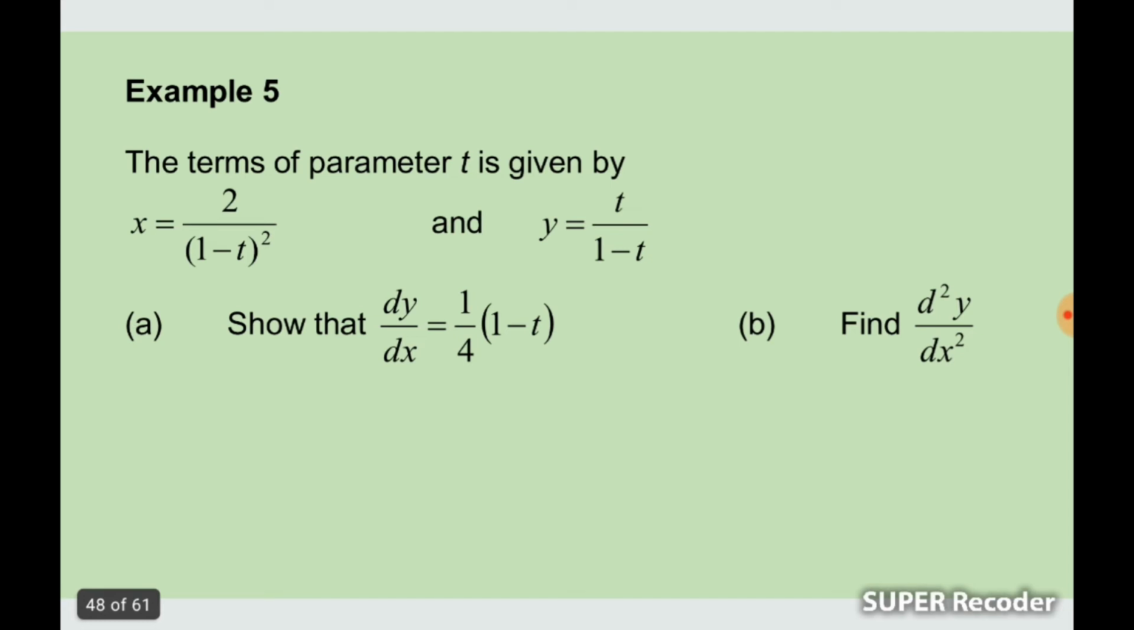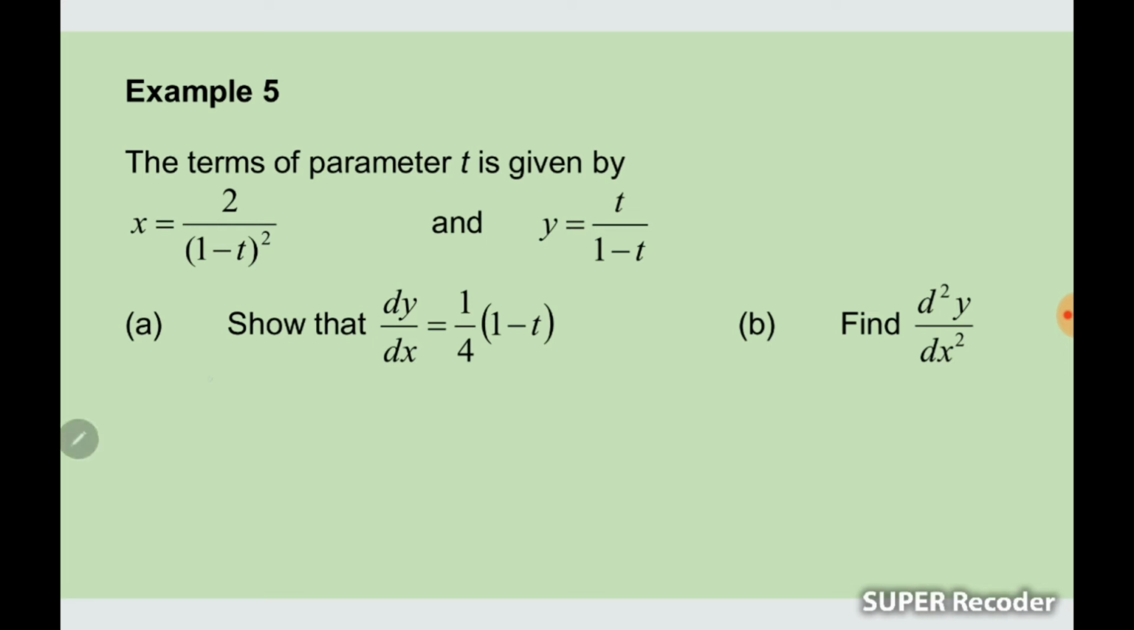Example 5. The curve in terms of parameter t is given by x equals 2 over (1 minus t) squared and y equals t over 1 minus t. A. Show that dy/dx equals 1 over 4 multiplied by (1 minus t). B. Find d squared y over dx squared. To get A, you need to differentiate x and y with respect to t.